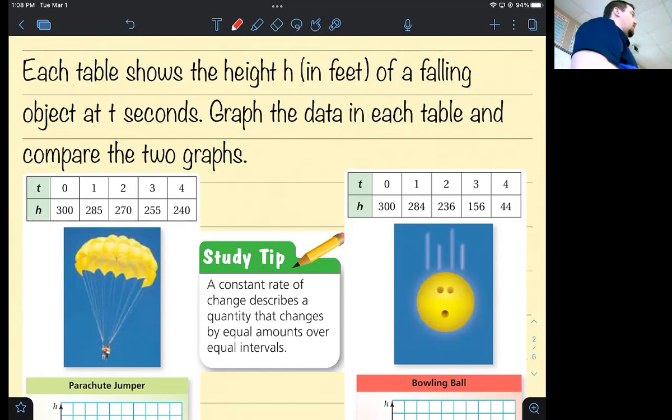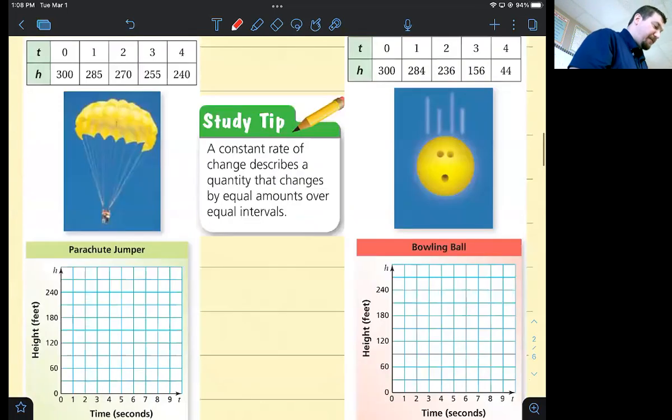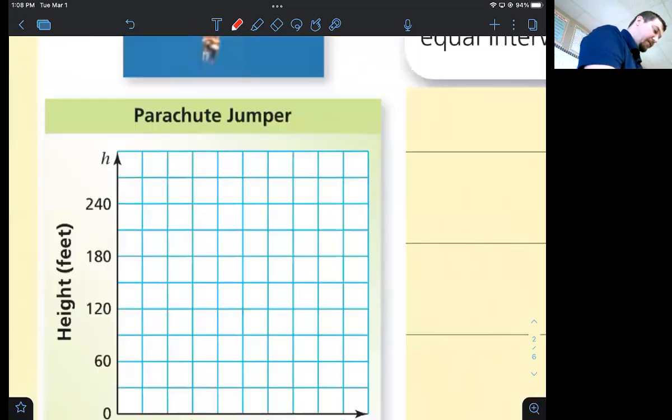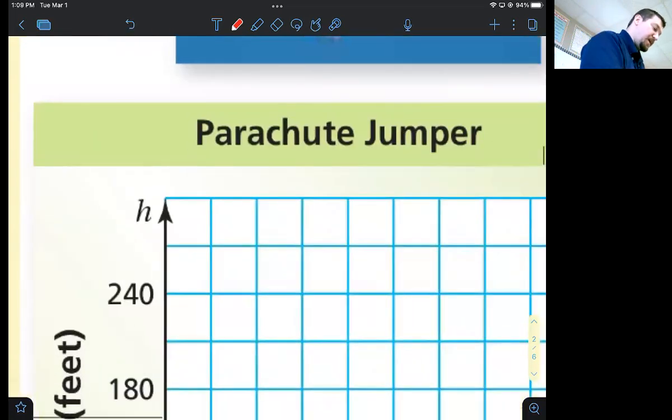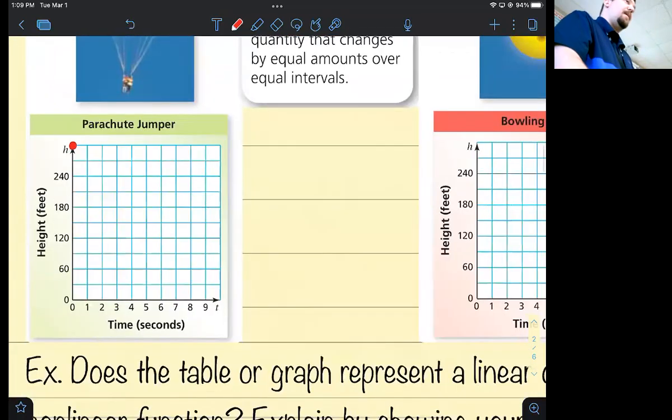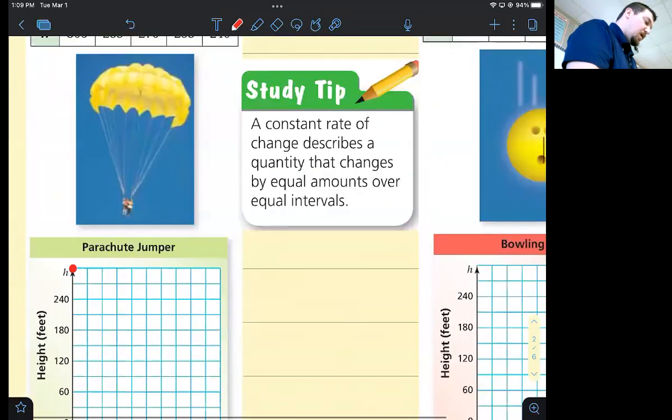So we're going to graph these two different outcomes here. When I input 0, so when I pull my parachute at 0 seconds, I am 300 feet from the ground. This graph is on the y-axis counting by 30s. So 300 is going to be up here at the very top. So I've just pulled my parachute. I'm 300 feet up in the air.